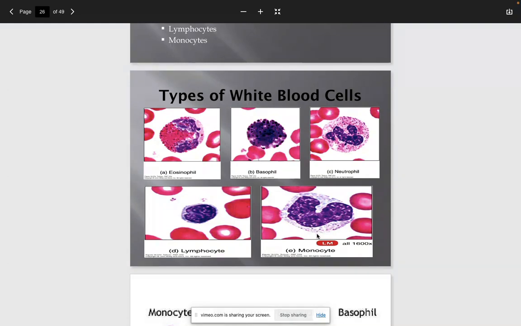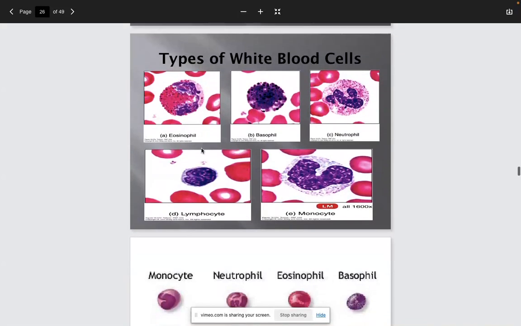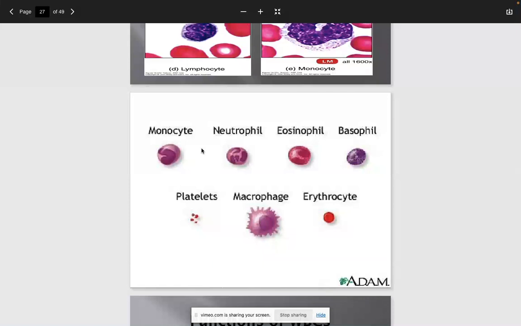So again, as you can see, there's no granules present within the lymphocyte and the monocyte. However, there are granules within the neutrophil, within the basophil you can see here, and within the eosinophil. Again, this is just another picture showing you the monocyte here, the neutrophil having the different lobules, the eosinophil is red, and this basophil is the deep purple.